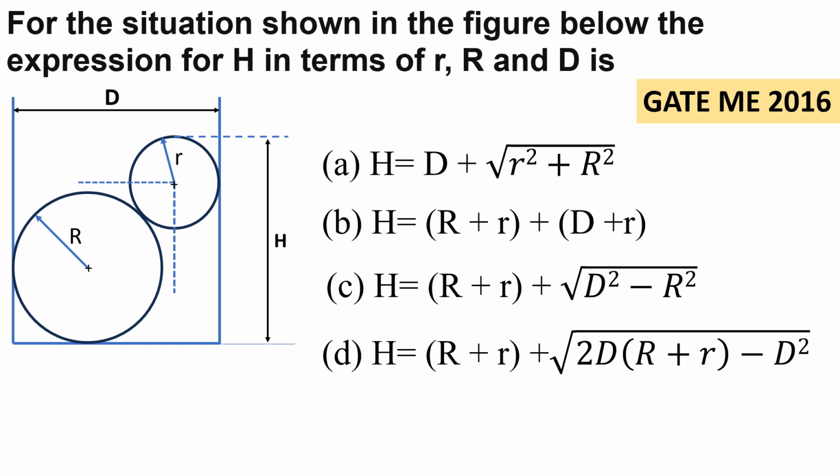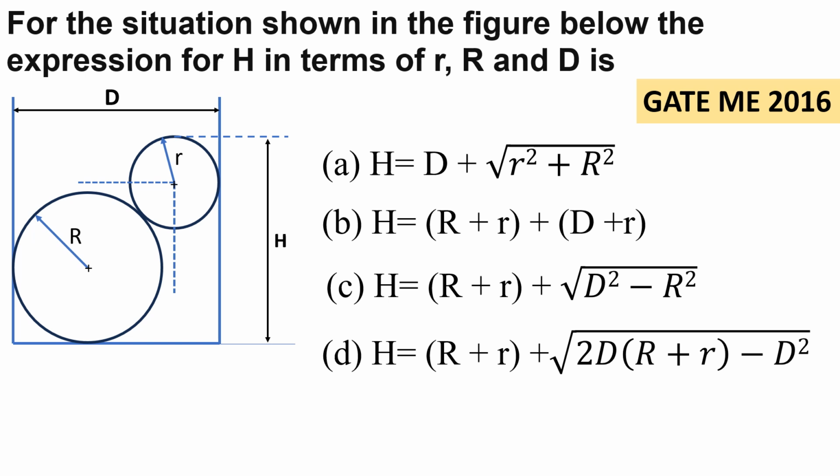In the present video, we will discuss the GATE previous problem on angle measurement by rollers. Let's see the problem. For the situation shown in the figure below, the expression for capital H in terms of small r, capital R and capital D is. So here, given the rollers arrangement, we have to determine the capital H value in terms of small r, capital R and capital D.